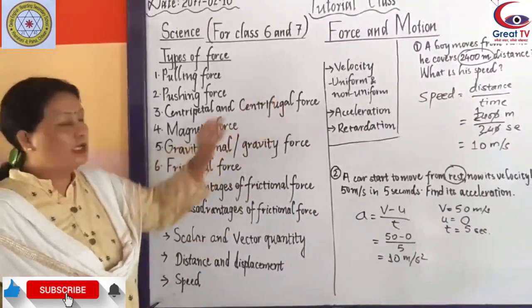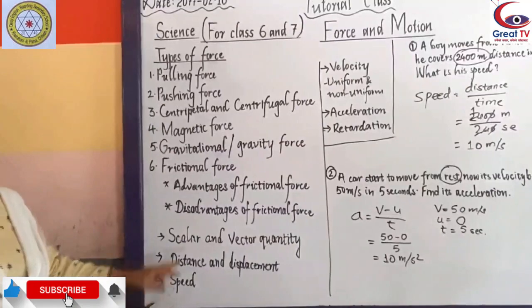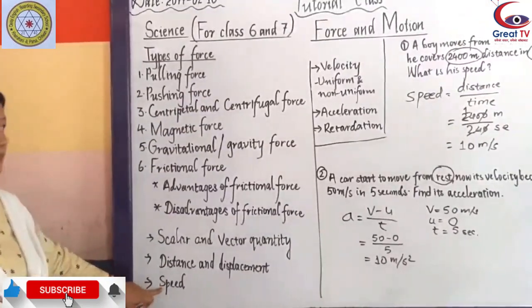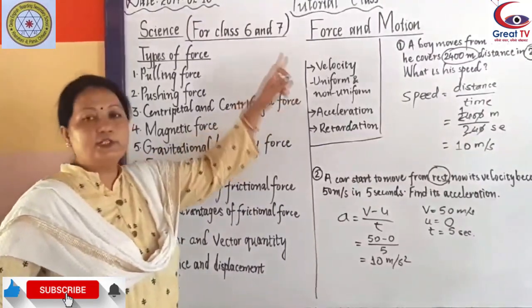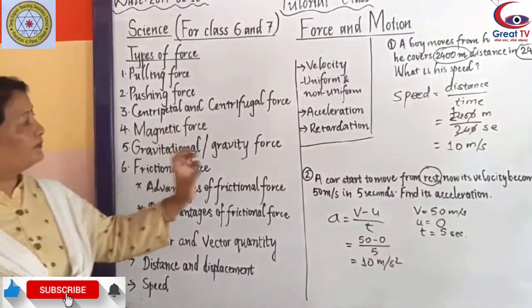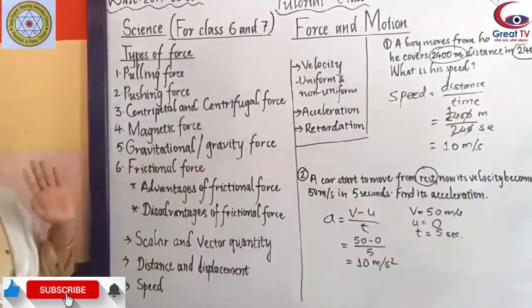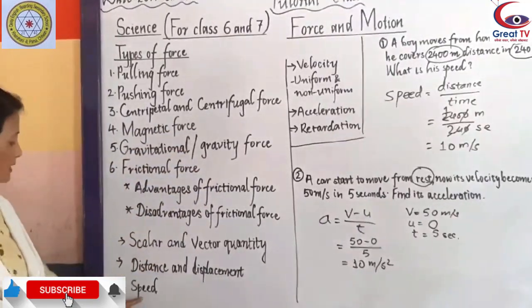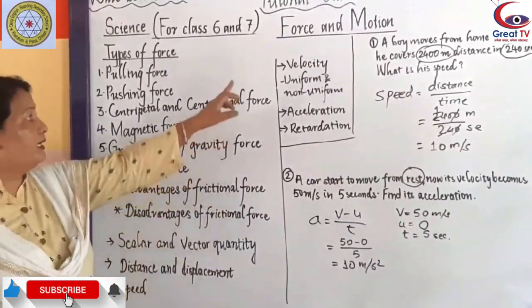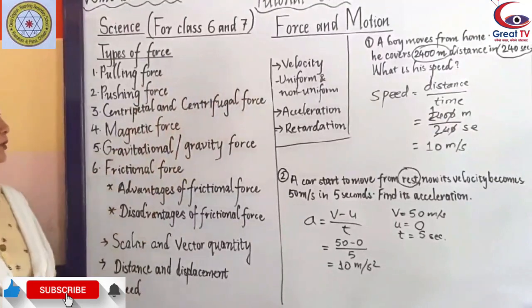Speed and velocity. The difference between speed and velocity. The rate of change of distance is called speed. The rate of change of displacement is called velocity. They have the same SI unit, so that is not a difference. The second difference is that speed is a scalar quantity and velocity is a vector quantity.